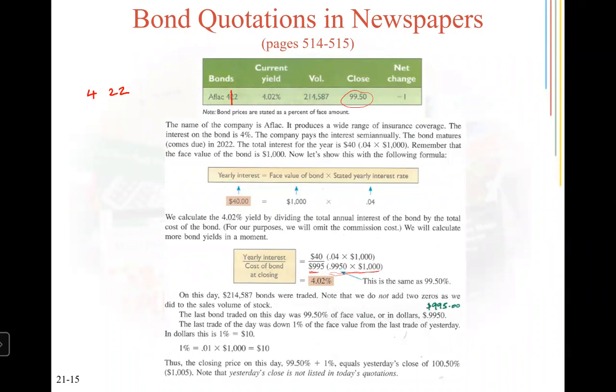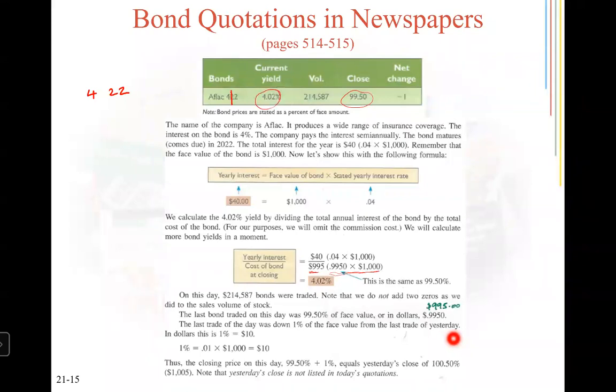So even though the face value of the bond is $1,000, the closing price that day was 99.5%, which is $995, which means that this bond is going at a discount because it's less than 1,000. The face value is 1,000, but it is being sold for $995. So it is being sold at a discount. All right. So $40 over the $995 works out to 4.02%, which is what the current yield is.